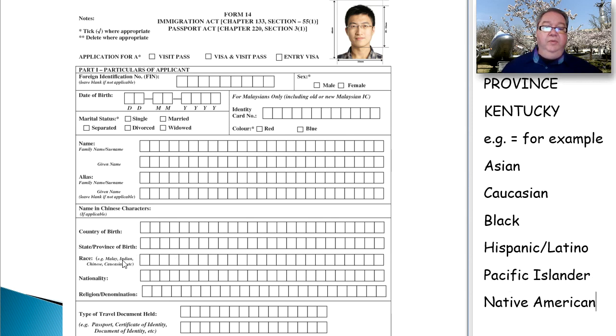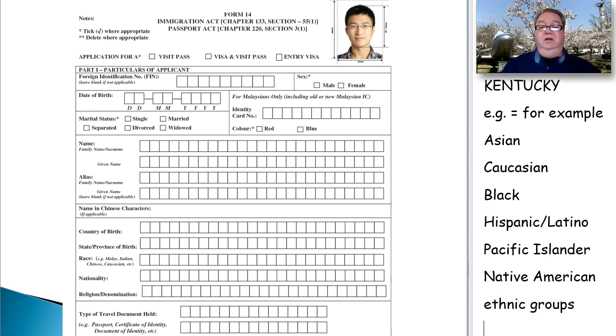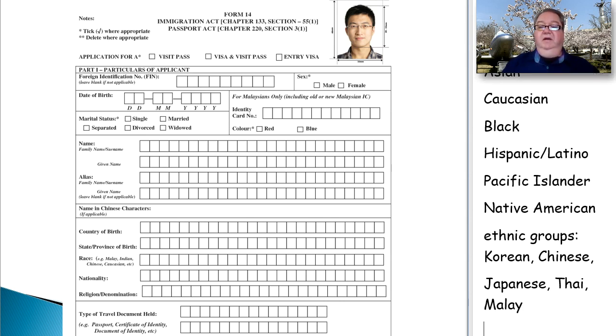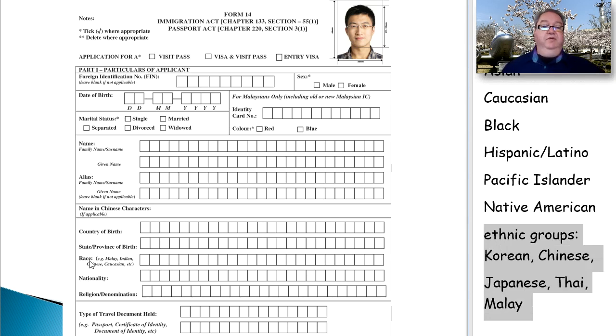So normally we would not consider Malay, Chinese, Korean, Japanese as a race. Those would be considered ethnic groups. They're all Asian, but that would be the ethnic group. So ethnic groups, that would be like Korean, Chinese, Japanese, Thai, Malay. Those would be ethnic groups, not separate races. So for race here, just Asian, Caucasian.